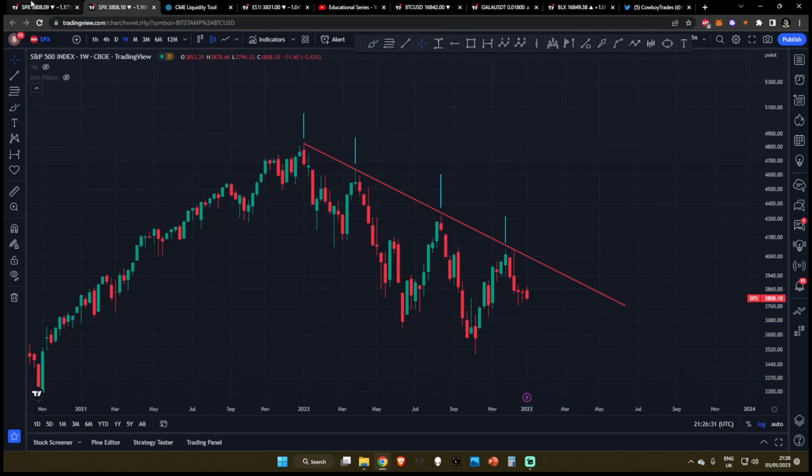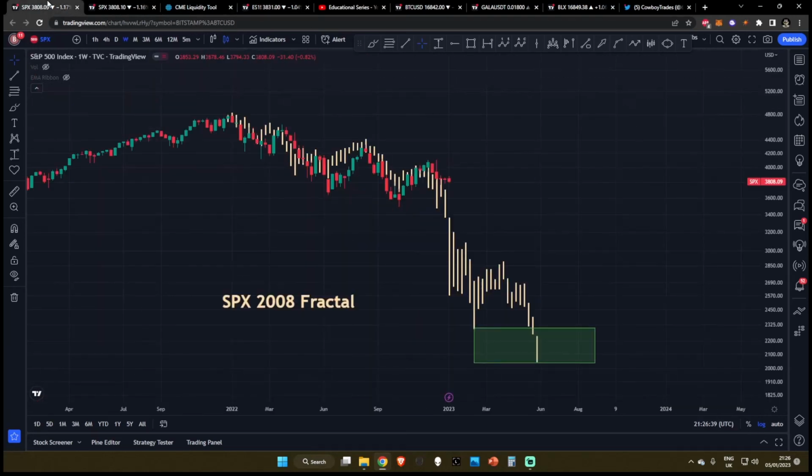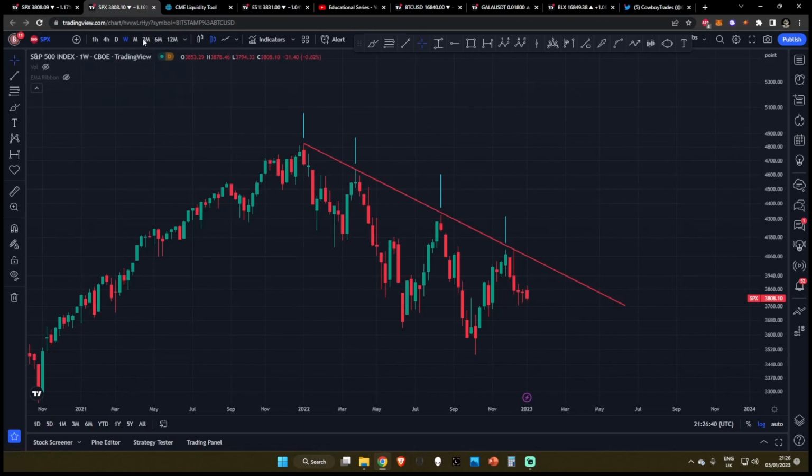Just a quick update letting you know the higher time frames, when in doubt, zoom out. Nothing's changed. Don't be too worried about what happens on the 4-hour. Higher time frames, everything is absolutely still in play for that Q1 meltdown.